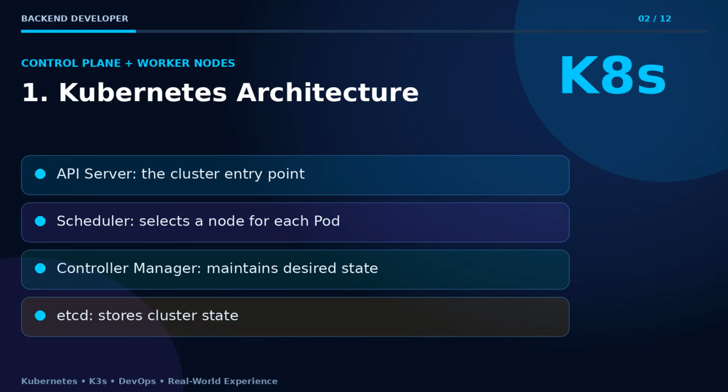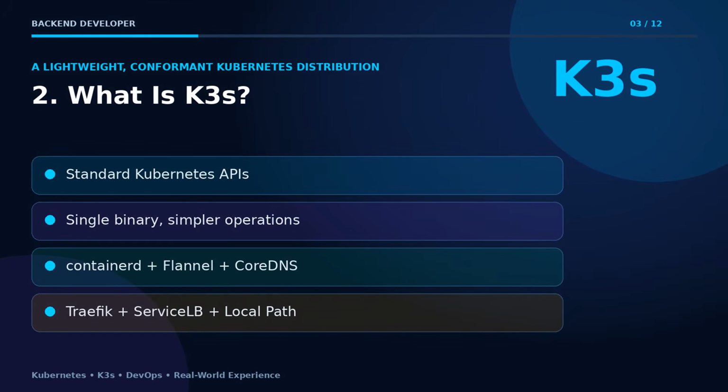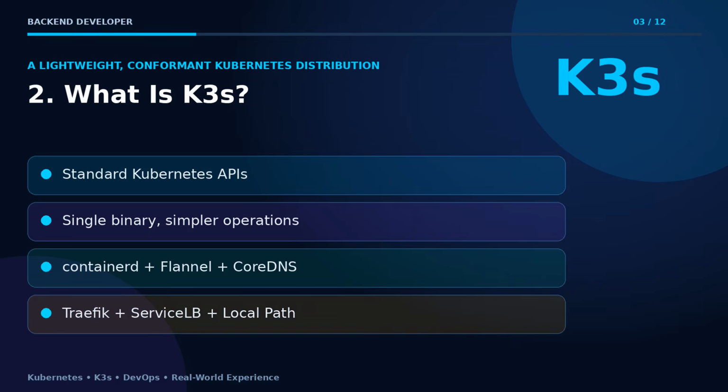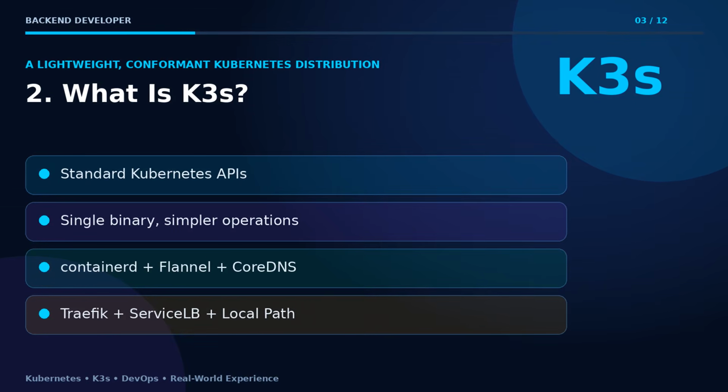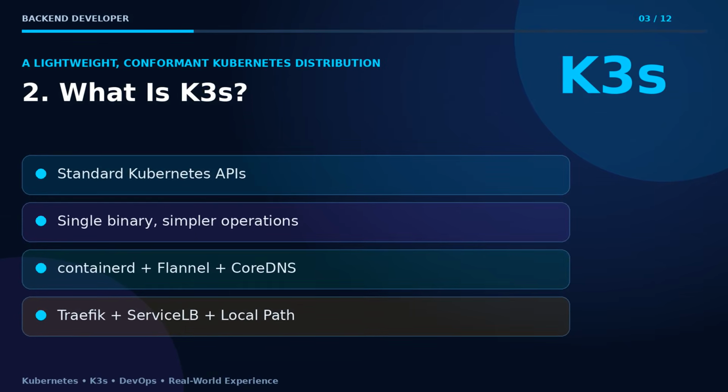This architecture is powerful, but installation, networking, storage, ingress, certificates, and upgrades may need to be planned and managed separately. K3s is not a completely different product from Kubernetes. It is a lightweight, conformant Kubernetes distribution. It uses the same concepts: pods, deployments, services, ingress, config maps, and secrets. It works with kubectl and Helm. This means most application manifests you learn on K3s can move to standard Kubernetes environments. The real difference is packaging and operational approach.